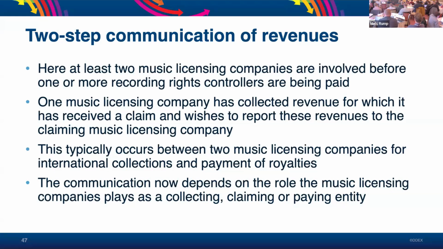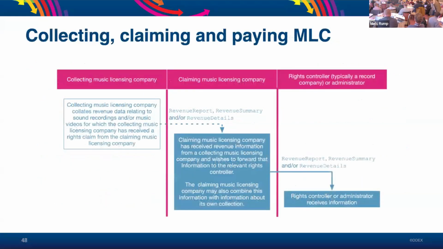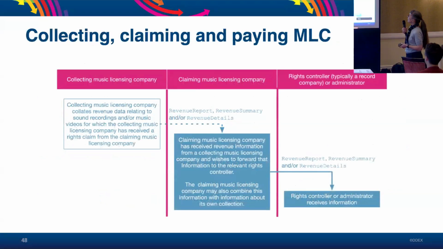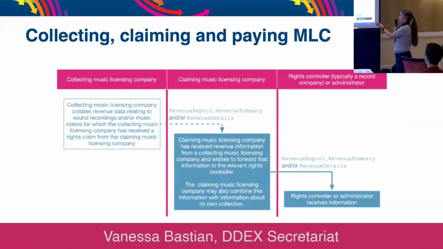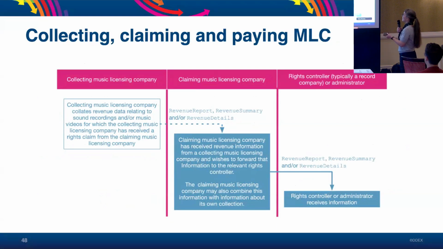So what I think is important in this context is to make very clear that a music licensing company that is collecting from the usages of a broadcaster, for example, sends only the data on to the other music licensing company that is relevant for the claims. So everything they collect in a period of time, only some of it will be sent over to the claiming music licensing company. The rest, they pay directly out to the rights holders.